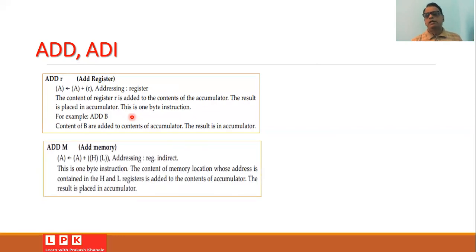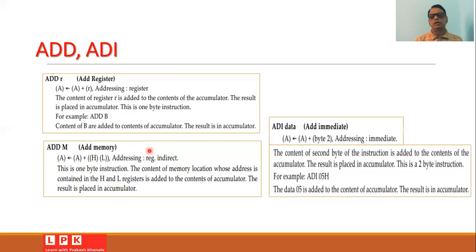Many times you will find that the number itself is stored in the memory, and therefore we need to make use of instructions such as ADD M, where the content of the memory location whose address is contained in the HL pair is added into the content of the accumulator, and the result is always placed in the accumulator. This is the instruction which makes use of register indirect addressing. This instruction is useful whenever you want to access a memory location and add that location's content into the accumulator.